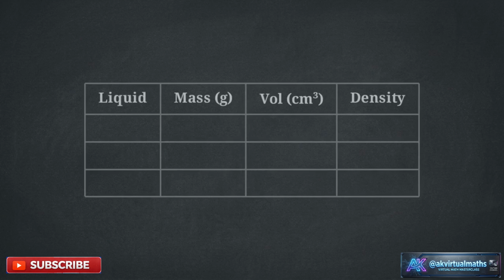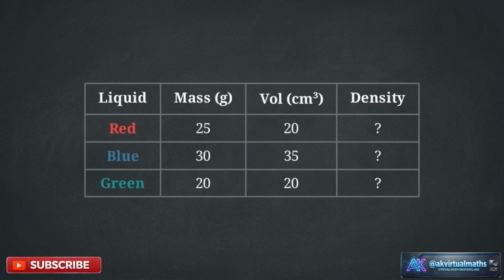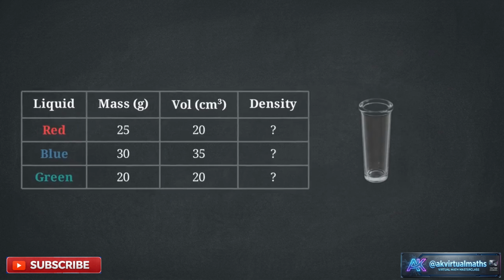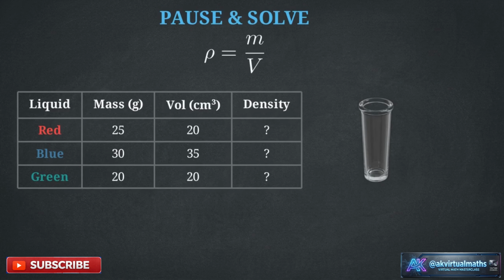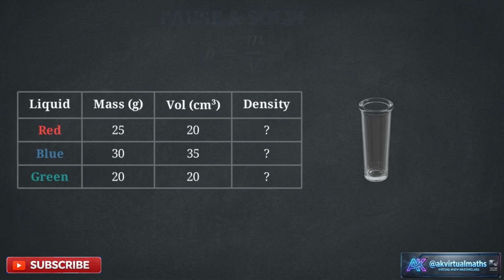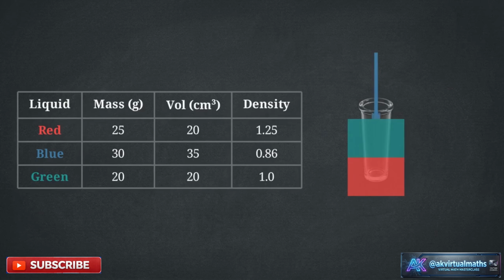Here is a data table showing the raw mass and volume for 3 fictional unmixable liquids, red, blue, and green. Pause the video here. Calculate the density for each liquid using the formula, and try to predict the exact order they will stack in this empty glass. In our table, red's density is 1.25, green's 1.0, and blue's 0.86. The densest sinks. Red forms the base, green the middle, and blue floats on top. A denser rock, over 1.25, sinks through all 3 layers to the absolute bottom.